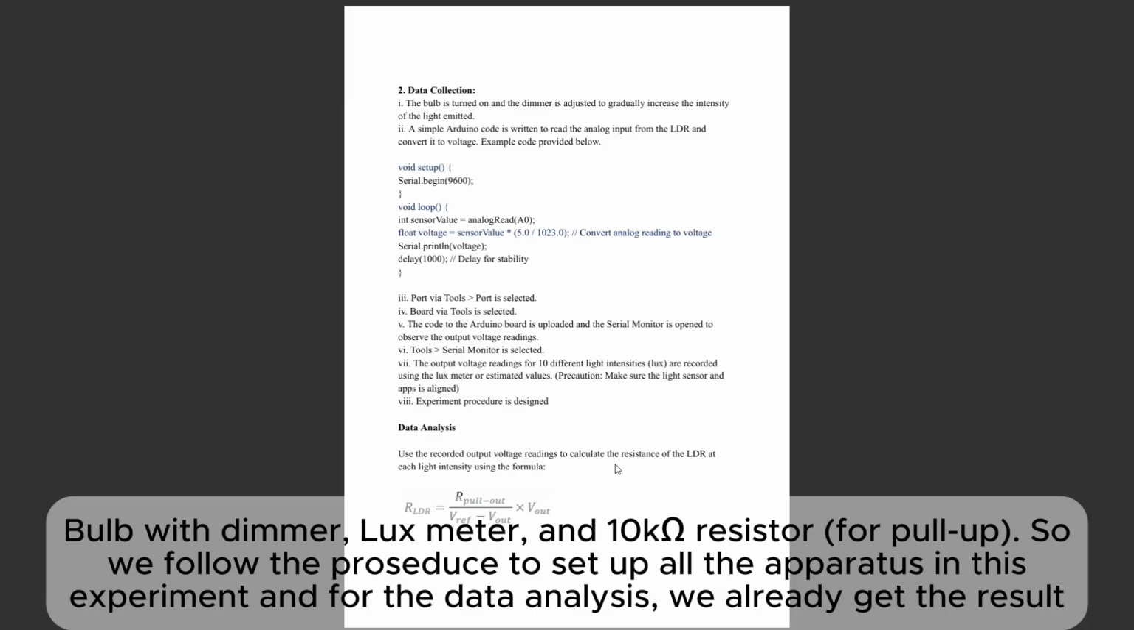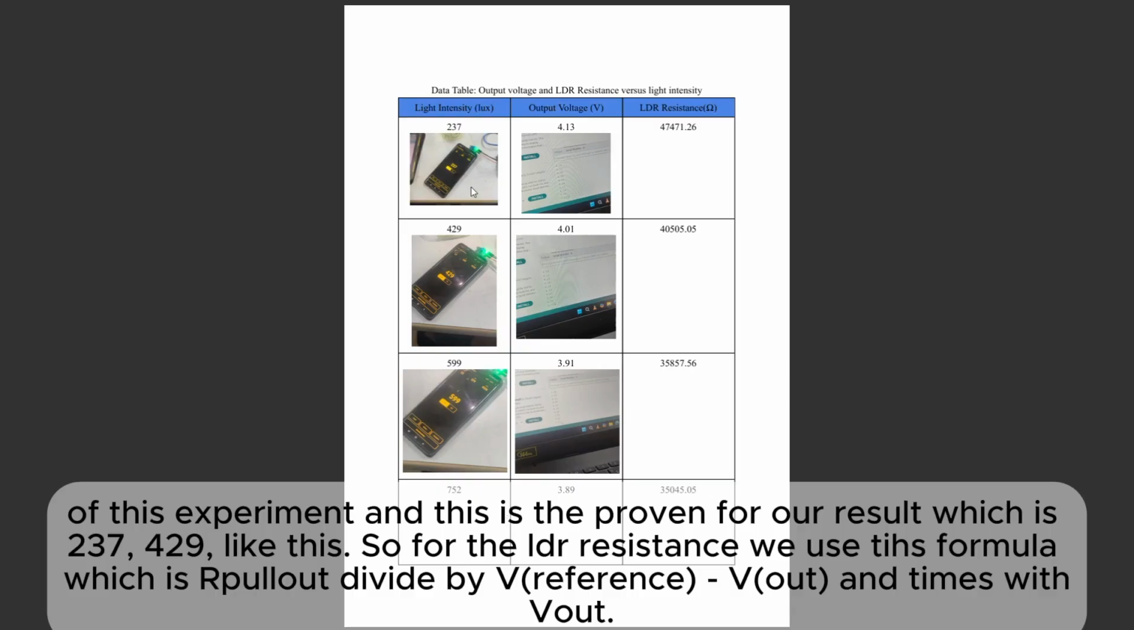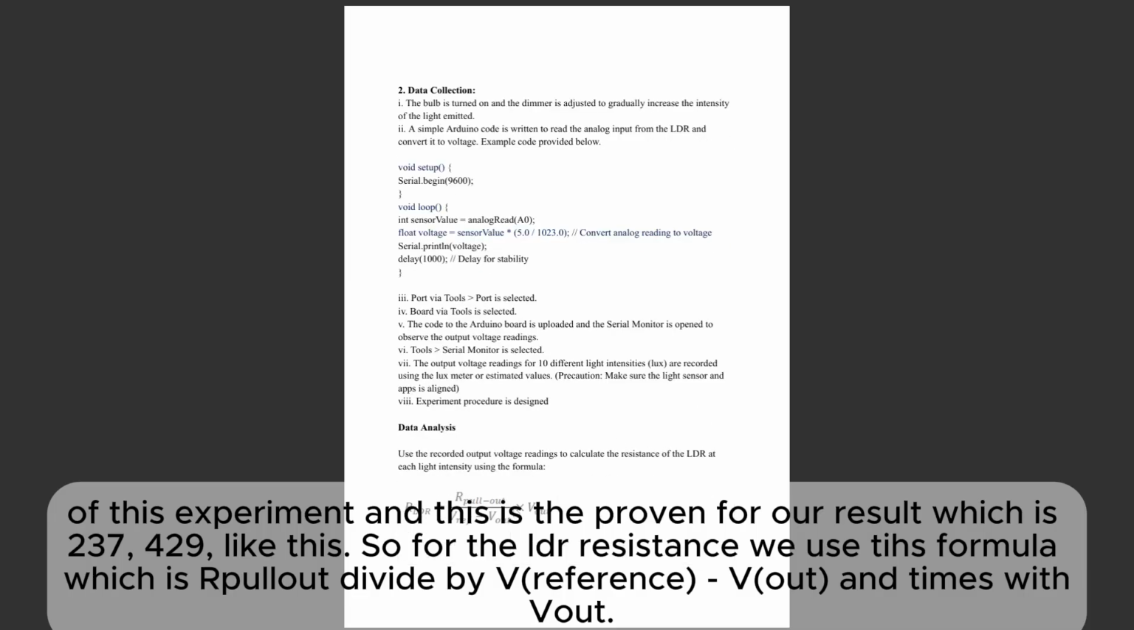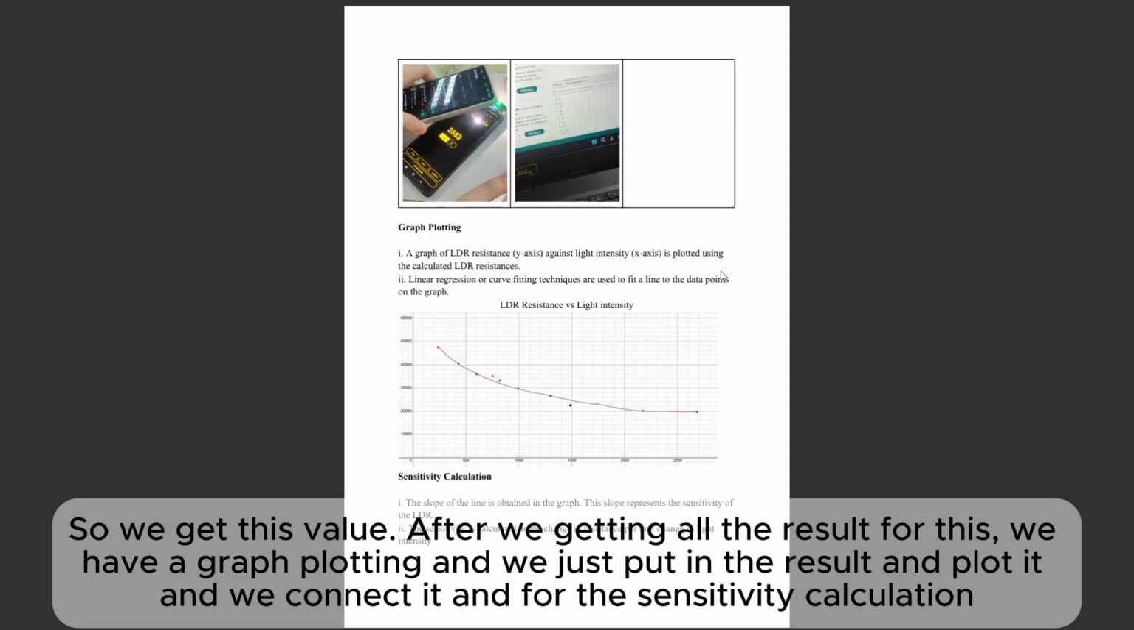For the data analysis, we already got the result of this experiment, and this is the proof of our result. For the LDR resistance, we use this formula: R pull-up divided by V reference minus V out, times V out. So we get this value, and after getting all the results, we plot the graph by putting in the results and connecting the points.